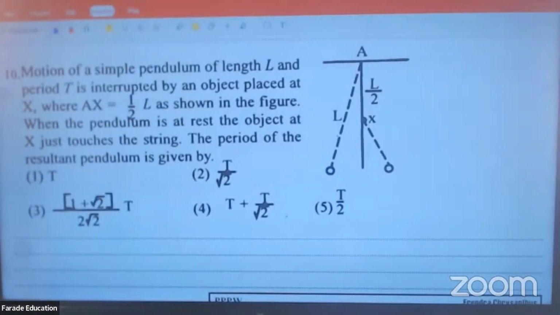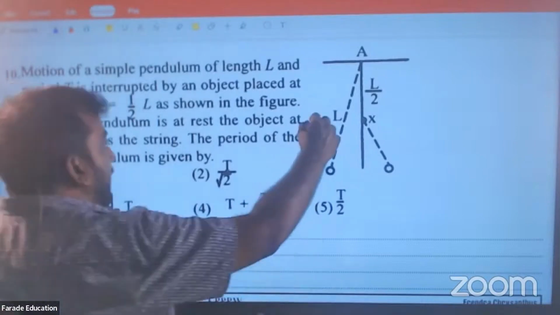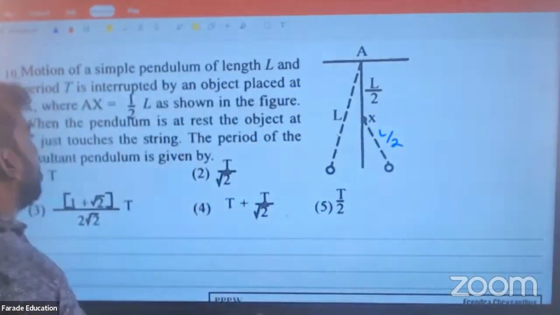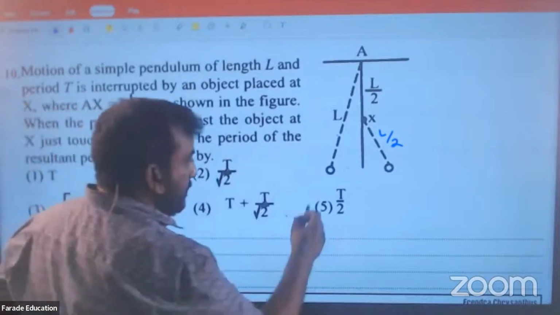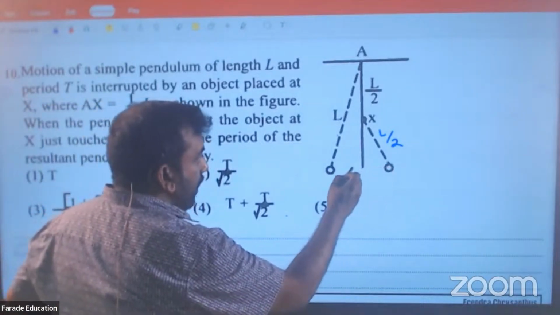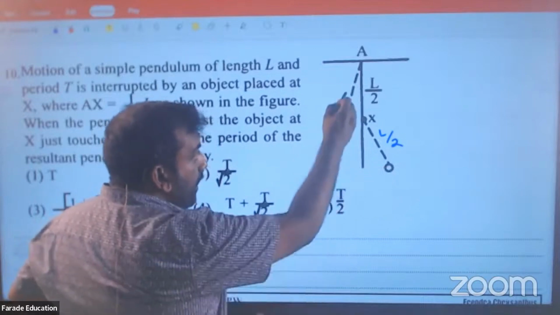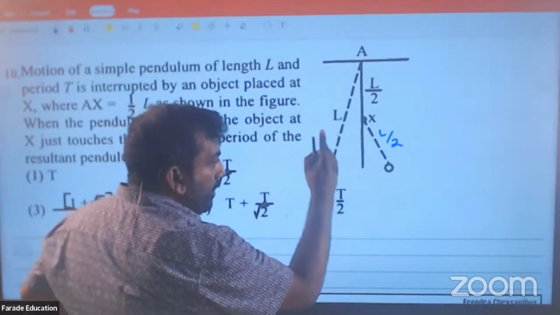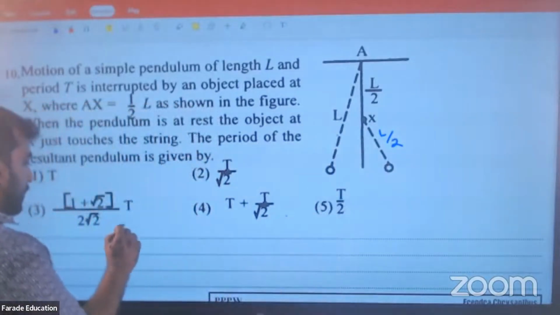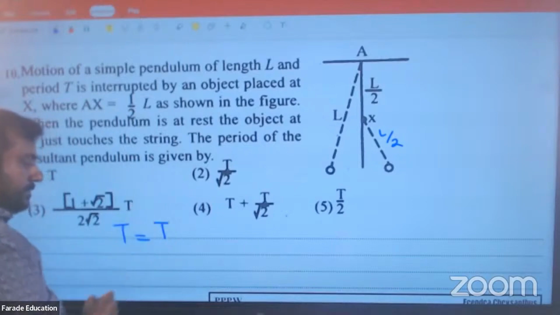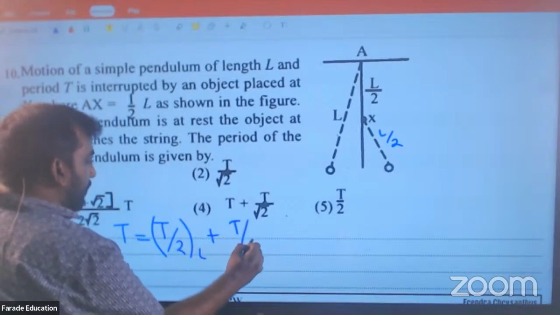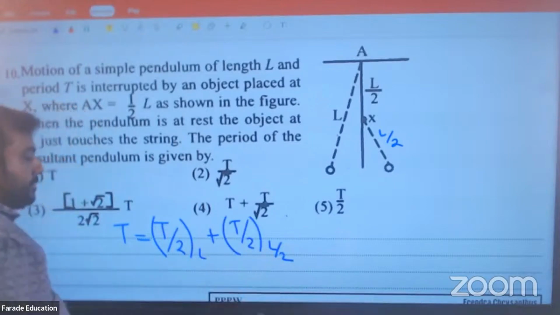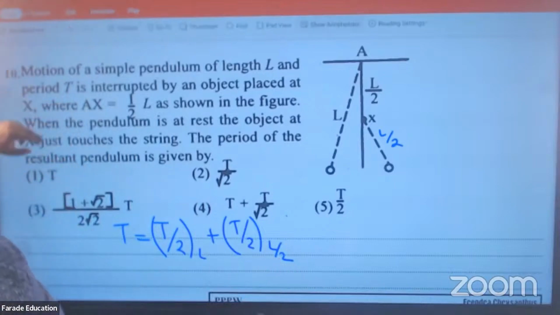Read. Motion of a simple pendulum of length L and period T is interrupted by an object placed at a length L over 2. The period of the resulting pendulum is given by, now what do you mean by period? Half with length L, half with length L over 2. So total periodic time is half a periodic time with length L, plus half a periodic time with length L over 2.